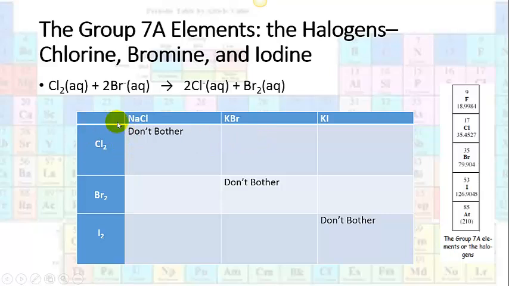So if this reacts, this is a single replacement reaction where chlorine, if it's more reactive, will replace the bromine in the salt. So it will become an ion. The bromine then gets replaced and it gets spit out as its elemental bromine.